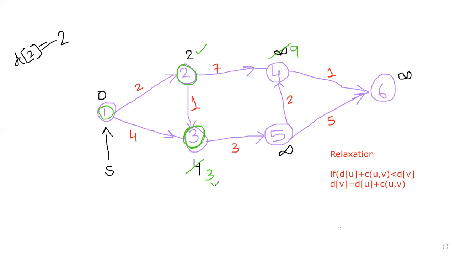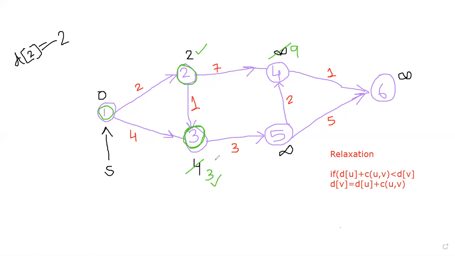So you are selecting 3 because 3 is having the minimum cost. Okay. Now from 3 you have to find the minimum cost path to other vertices. So you have a direct path from 3 to 5 and it is having the cost 3. The cost on the edge is 3.